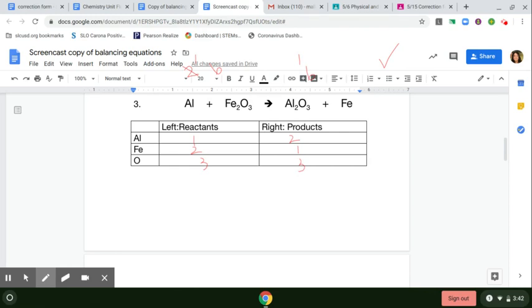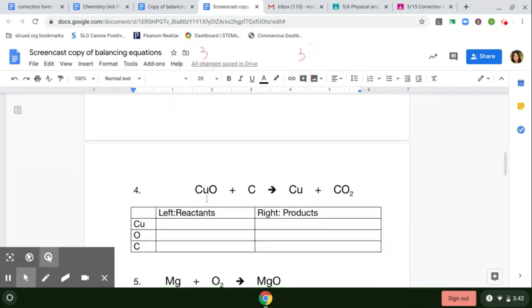So what do I need to do here? Let's see. If I add a 2 over here, that will fix my aluminums, and they're balanced. And then if I add a 2 over here, that makes me have 2 irons. So I'm going to cross that out and change that to a 2. And I have everything 2, 2, 3. Looks good. So that equation is now balanced.